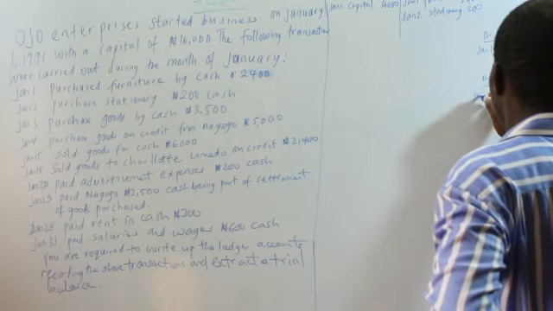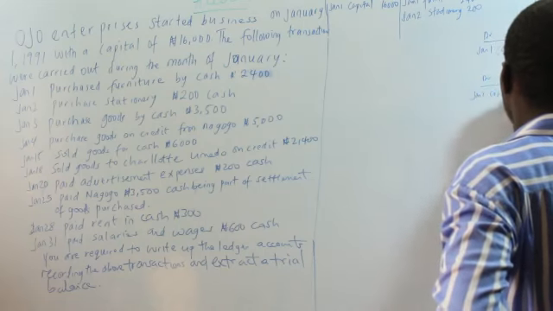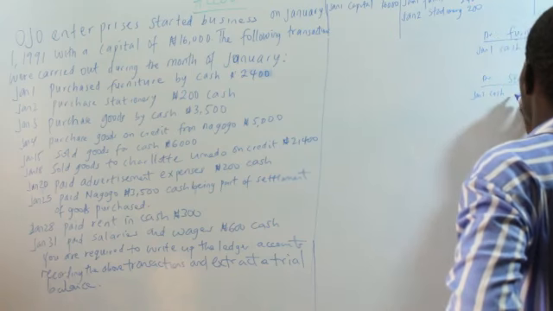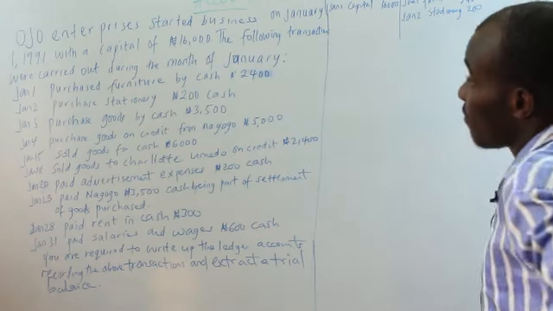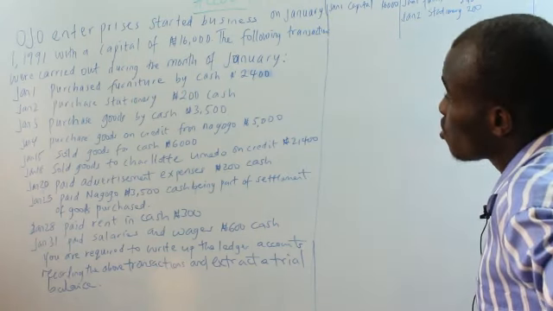Debit stationery account, January 2, cash 200. Thereafter we have purchase of goods by cash.